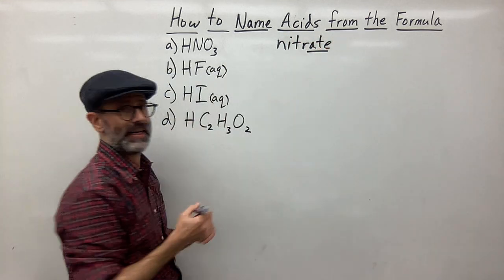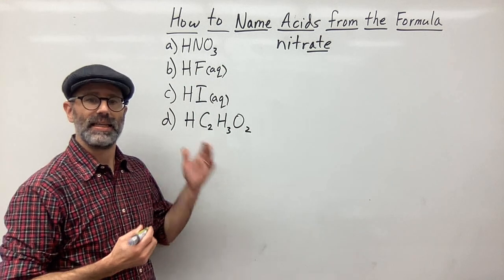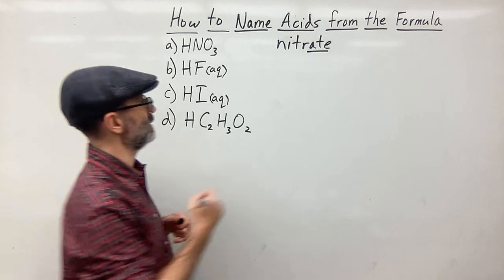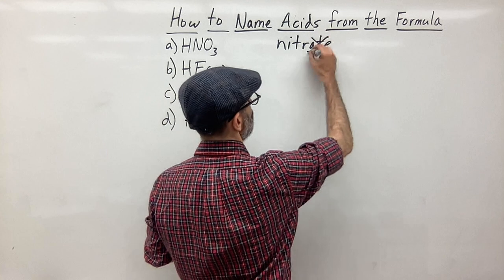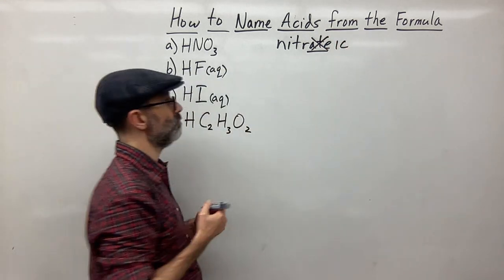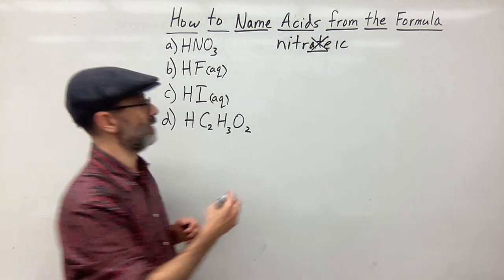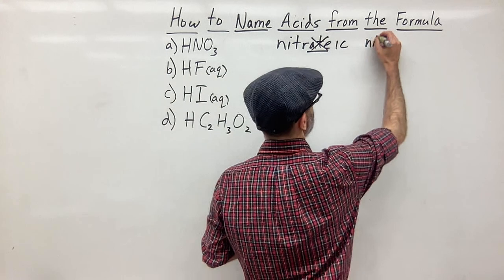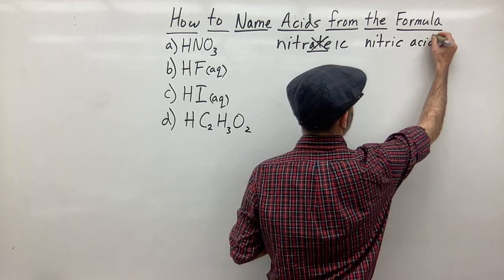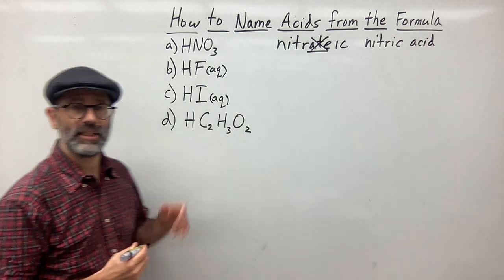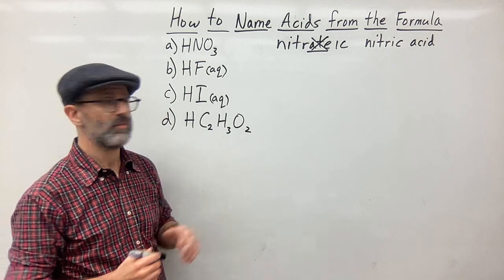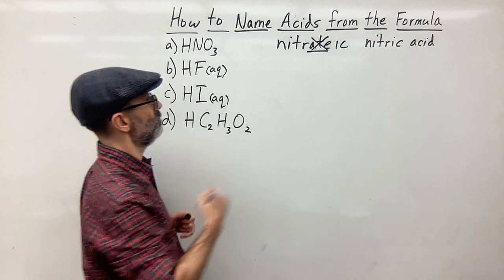Notice that it ends in ATE. In this case, if it ends in ATE, you drop the ending and add IC. So we're going to drop it, add IC, and then add the word acid. So this becomes nitric acid. So HNO3 is nitric acid. Okay, what about the next one?